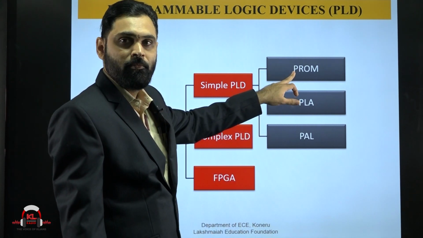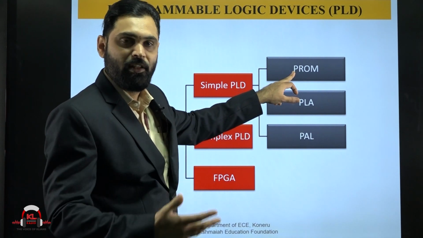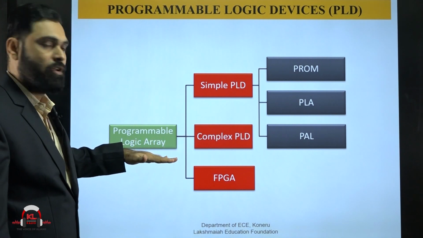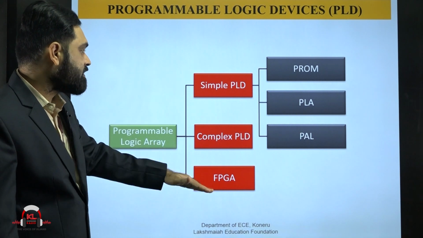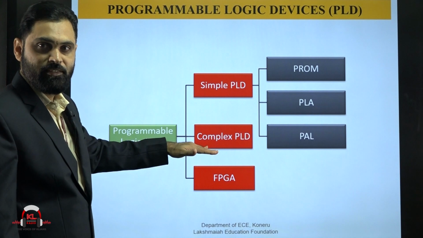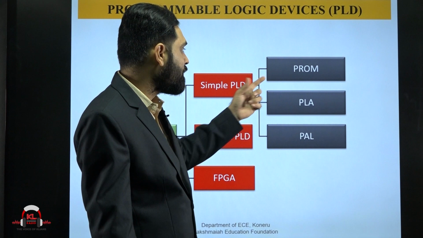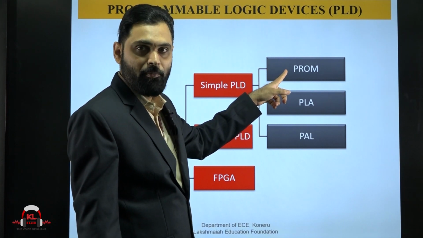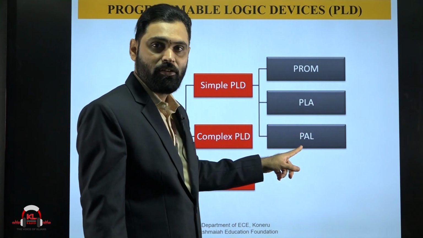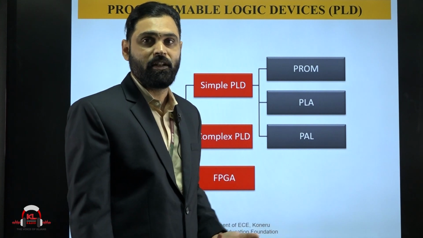One is the PROM. I will explain in this PROM which one is fixed, which one is variable, and what is the operation. But initially, try to understand: if you want to have a programmable logic array, you have three ways. Either you can go with simple PLD, or the complex programmable logic device, CPLD, or FPGA. If you go with simple programmable logic devices, you have PROMs, programmable read-only memory, PLA, programmable logic array, and programmable array logic. Three types of circuits are available, three types of modules are available.